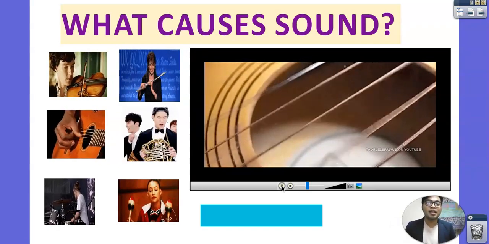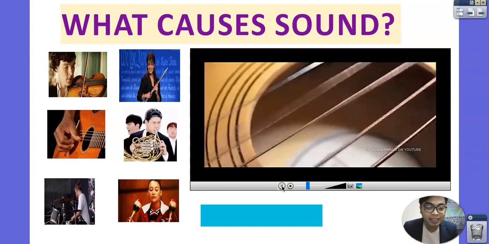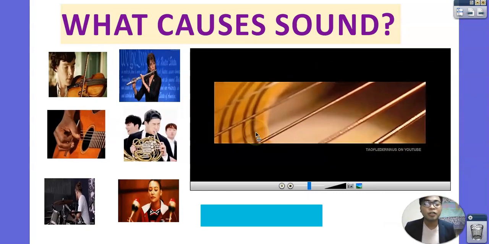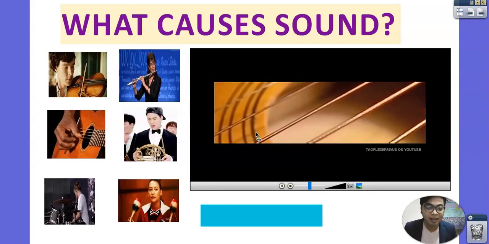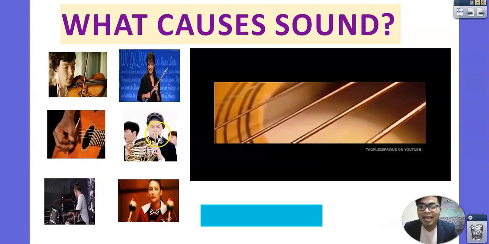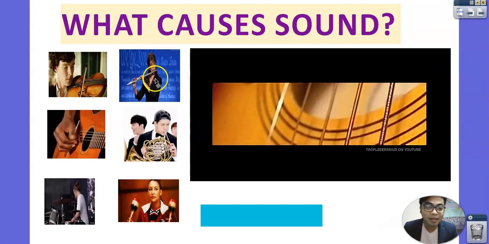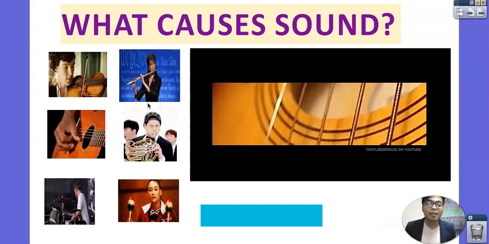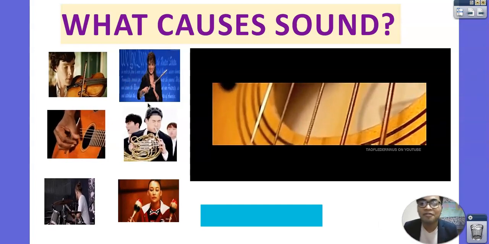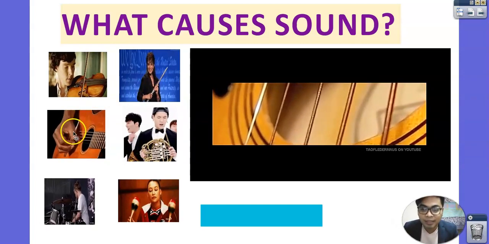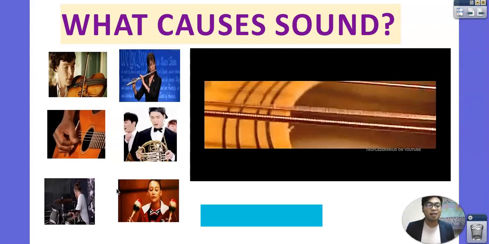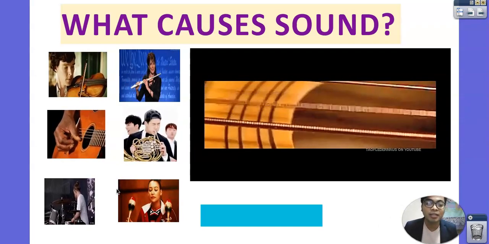So to produce a sound for all musical instruments, not only for string instruments, there should be something that is moving. A part of the musical instrument tends to move here. In the case of the wind instrument, it might not be seen, but there's a mechanism inside of it that tends to move. And those motions are very obvious in the string instrument and the percussion instruments right over there. So what causes sound to be produced in these musical instruments?